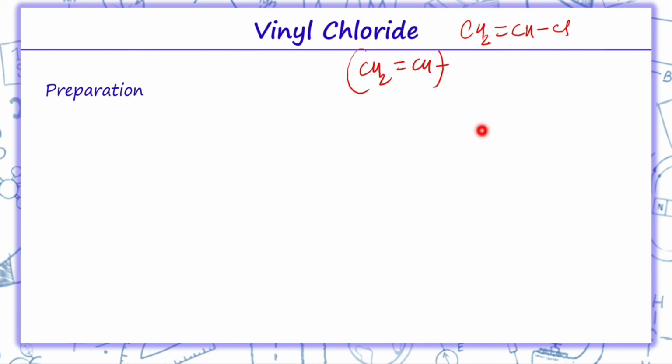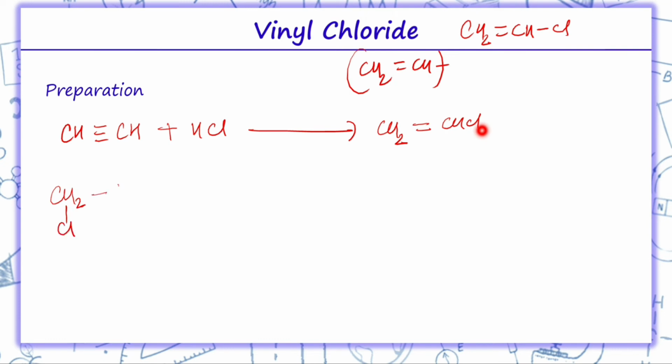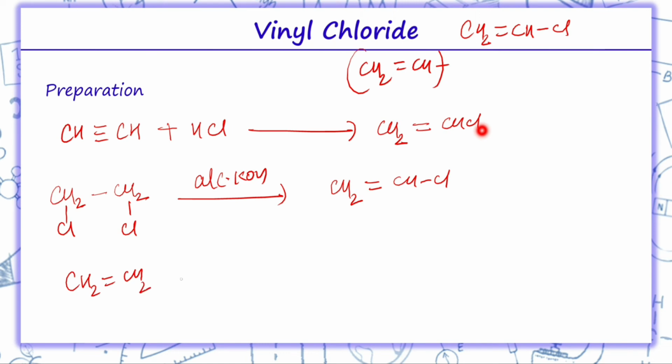Now how can we prepare vinyl chloride? The first preparation is from alkyne, that is ethyne. Ethyne on hydrohalogenation will form CH2 double bond CHCl. This is vinyl chloride. Similarly, vicinal dihalides on reaction with alcoholic KOH will form CH2 double bond CHCl. Next is ethene, that is CH2 double bond CH2, on chlorination at 600 degrees Celsius, it will form CH2 double bond CHCl.